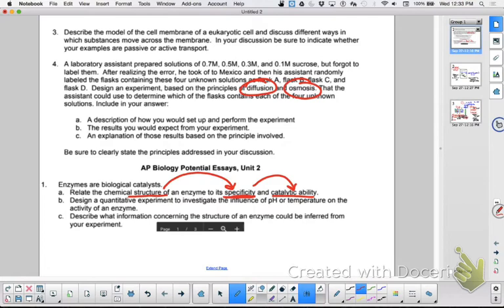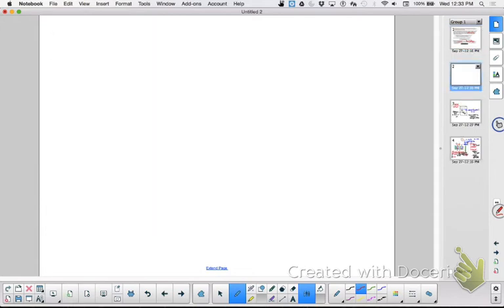Okay, then the next part says design a quantitative experiment with data to investigate the influence of either pH or temperature on the activity of an enzyme. Now, have you done an experiment? Yes. Don't make up one that's different. Use the experiment that we talked about. So our experiment is we were using what to do what?